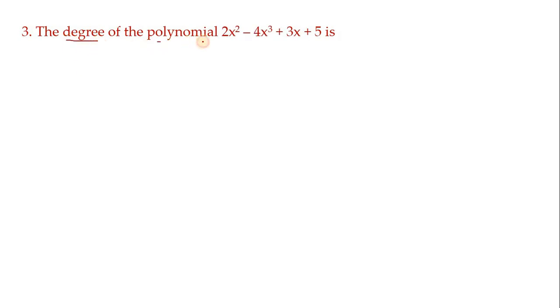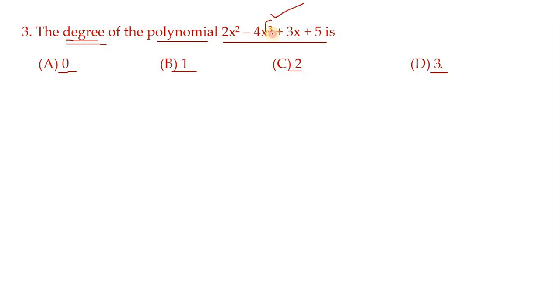The degree of the polynomial 2x square minus 4x cube plus 3x plus 5 is, options are 0, 1, 2, 3. Children, here you want to understand about degree. Degree is nothing but the highest power in the given equation. So if you look at this equation, here the highest power is 3. Hence, 3 is called the degree of this polynomial. Correct option is D, that is 3.